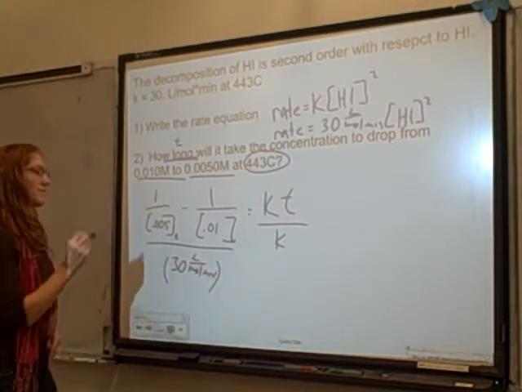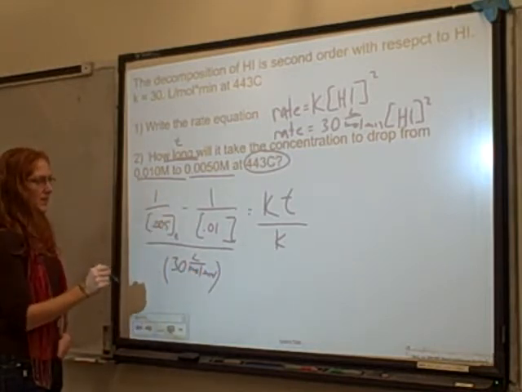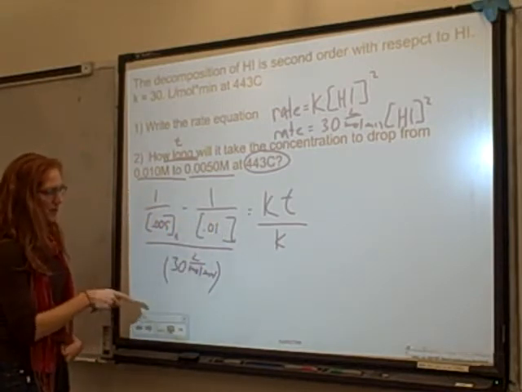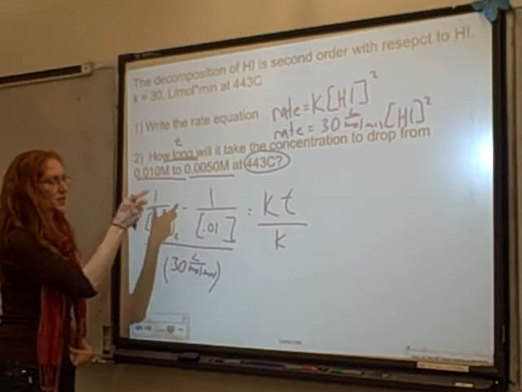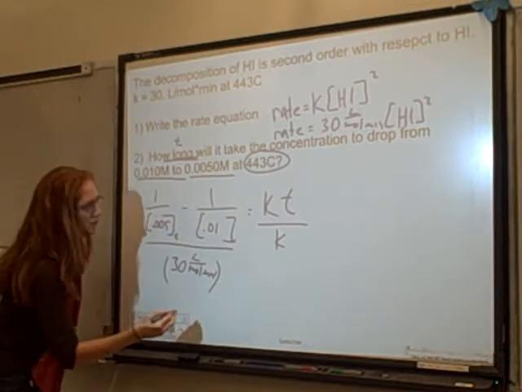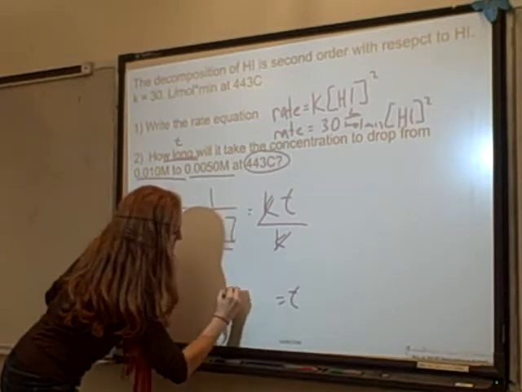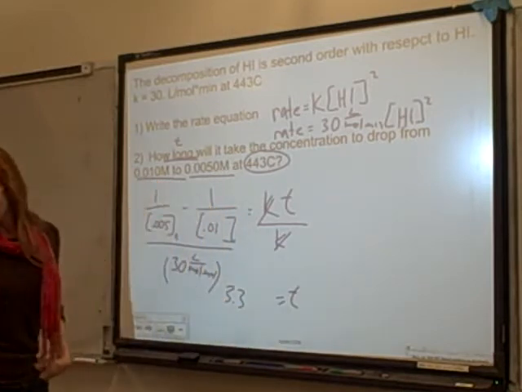Okay. So, then I do this. I'm going to plug these guys in, and I'll get 200 minus 100 divided by 30. So 200 minus 100 is 100. 100 divided by 30 is 3.3. And this is just T. So time equals 3.3. That's weird.